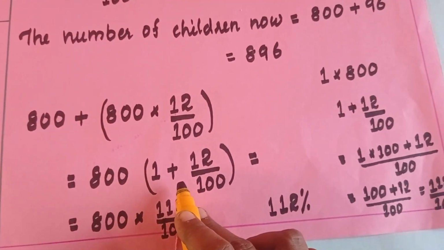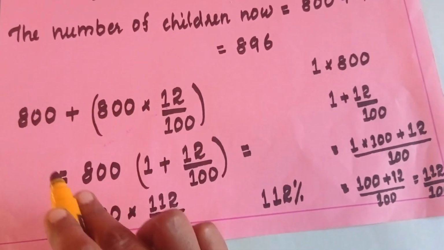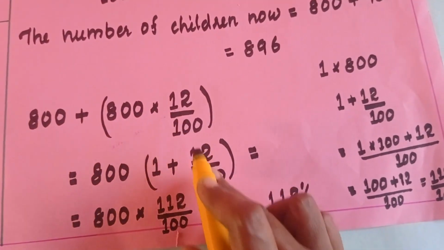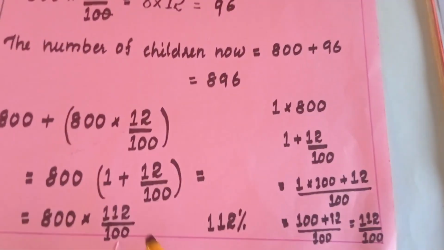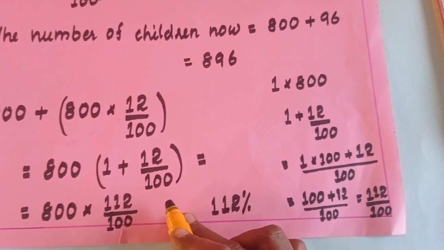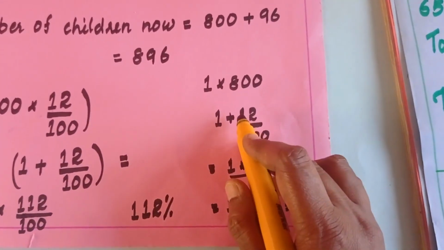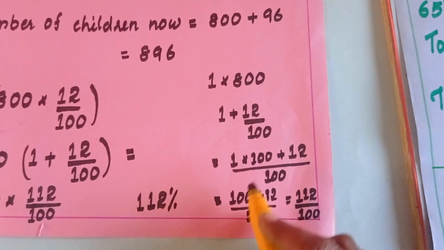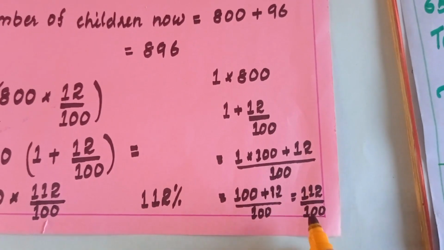And put the plus. Here also, 800 is taken outside, then the remaining is 1 into 12 by 100, that is 12 by 100. So 1 plus 12 by 100 is inside the bracket. Adding 1 plus 12 by 100: 1 into 100 plus 12, the whole divided by 100. That is 100 plus 12 divided by 100, that is 112 divided by 100.